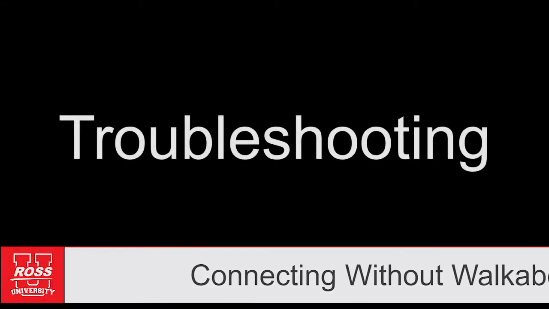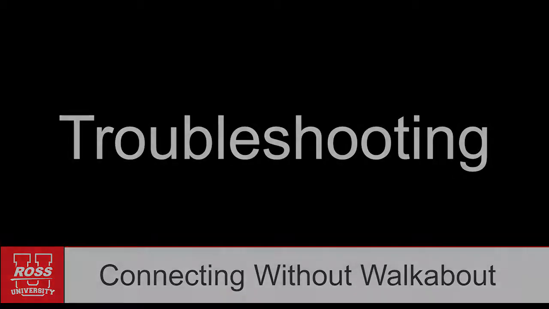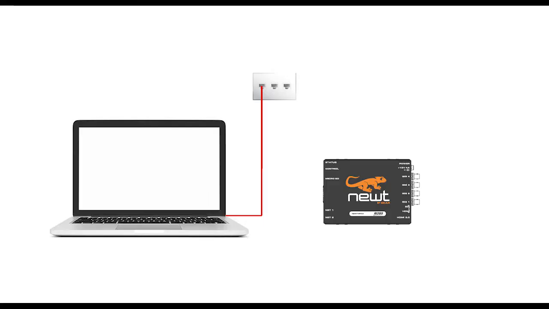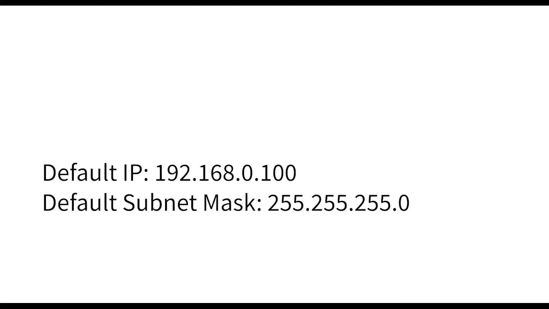Troubleshooting: connecting without Walkabout. In order to configure the IP address of an IGGY or NEWT without using Walkabout, you will need to connect your computer directly to the device using an Ethernet cable and configure your computer with a compatible static IP configuration. This configuration should be done using the default IP configuration of the IGGY or NEWT. When the device is first shipped, or after a factory reset, which is detailed later in this video, the control port will have a static IP address of 192.168.0.100 and a subnet mask of 255.255.255.0.